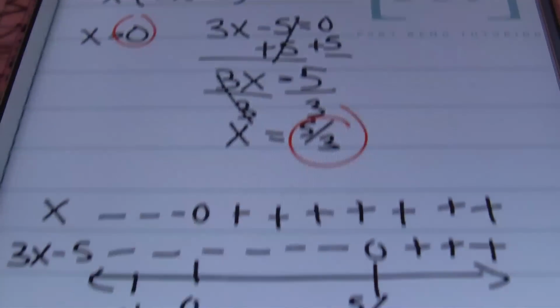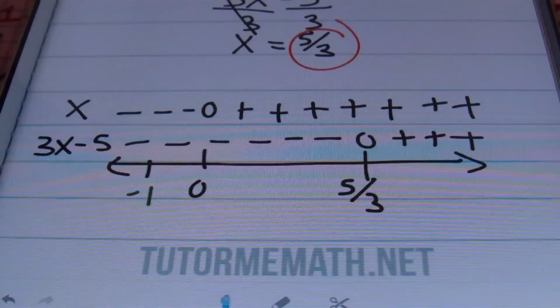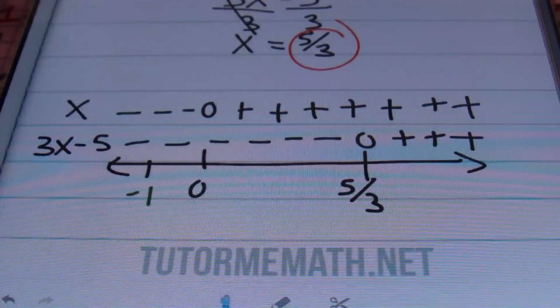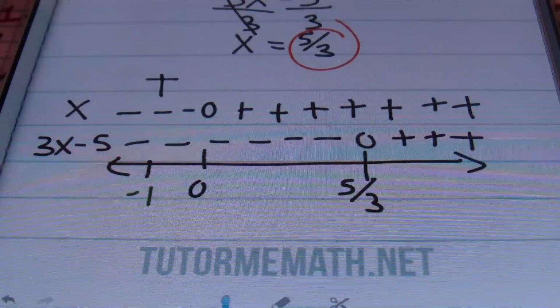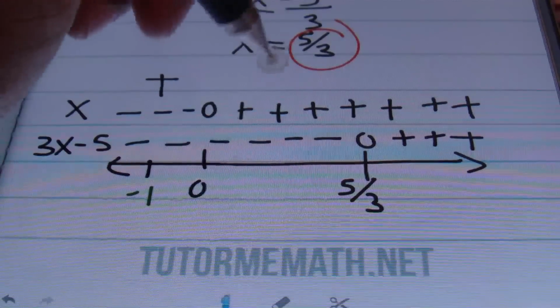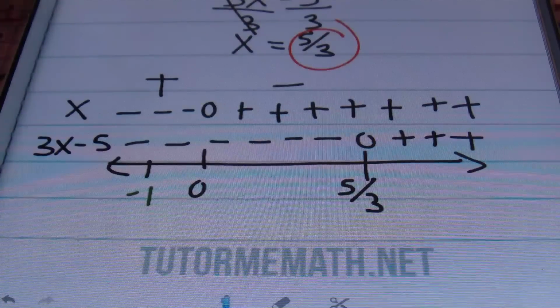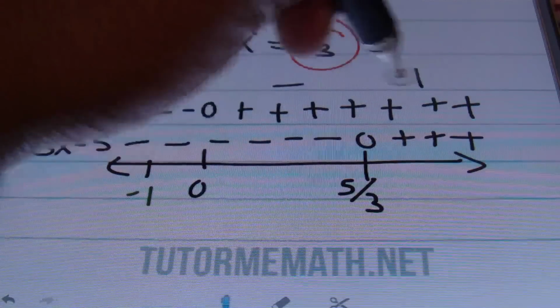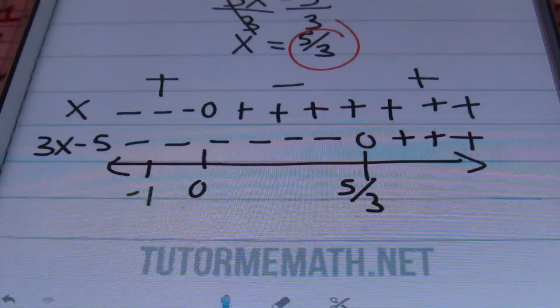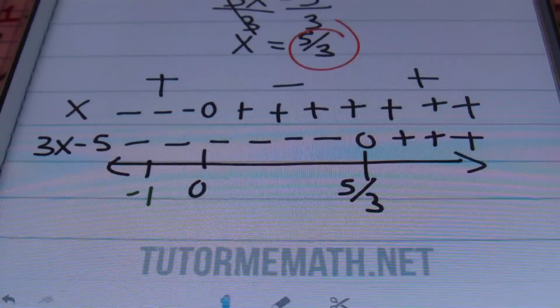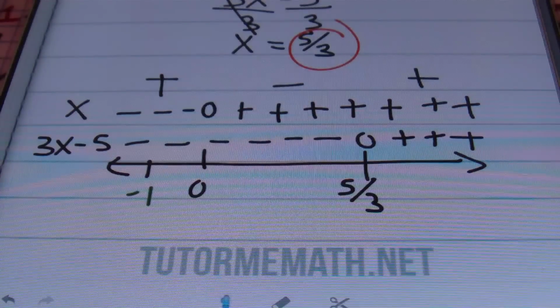So let's go back to our sign chart here. Here at my sign chart, I know that a negative times a negative is a positive result. I know that a negative times a positive is a negative result. And I know that a positive times a positive is a positive result. And remember, we're looking for positive results and not 0. Notice that the inequality symbol is greater than 0, not greater than or equal to.